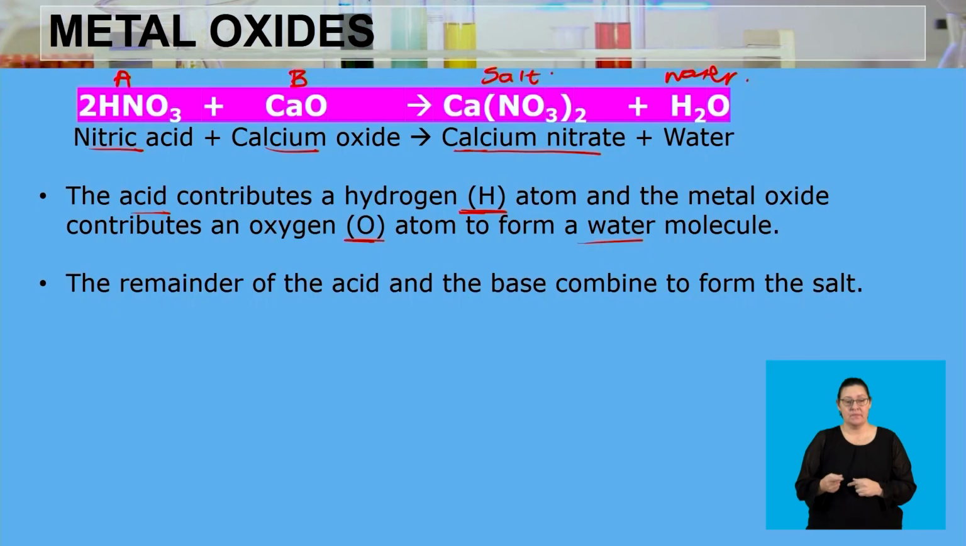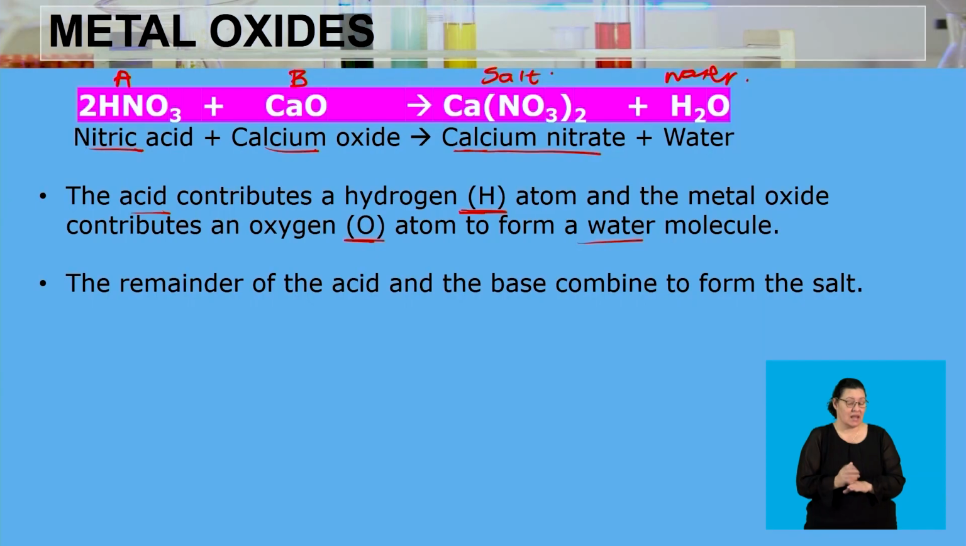And we also said that once the hydrogen has been contributed by the acid, and the oxygen in this case, or the OH when you're looking at the hydroxide, has been contributed by the base, the remainder becomes the salt. So in this case, once the nitric acid has contributed the hydrogen and the calcium oxide has contributed the oxygen to form the water, the remainder is going to be our salt, which is going to be the calcium, which we're finding there, and then the nitrate, which we find there.